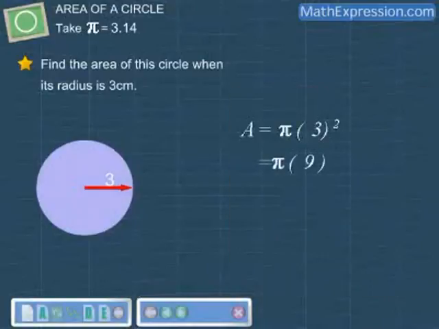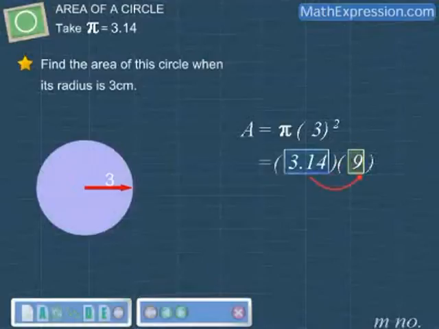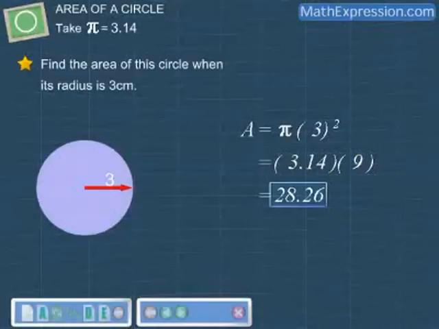Next, since pi is given as 3.14, we can substitute this pi with 3.14. Let's continue by multiplying 3.14 with 9. This gives 28.26. Note that this number has no meaning unless we include the unit for it. Since the radius is given in centimeters, the unit for the area will be square centimeters. Hence, the area of this circle is 28.26 square centimeters.